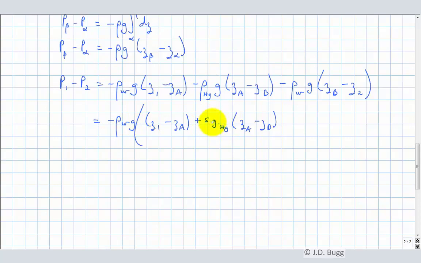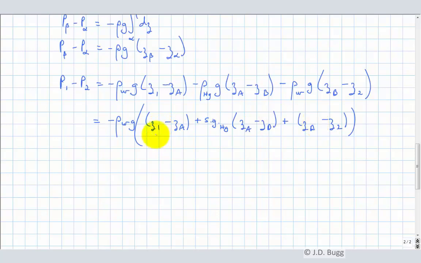Remember what specific gravity is. It's the density of mercury divided by the density of water. So when we factor out density of water, we get the specific gravity of mercury here. And then the last term, again, positive ZB minus Z2. Now we have to worry about these elevation changes. Notice we know the density of water, we know g, we know the specific gravity of mercury. So there's just these elevation changes to worry about.